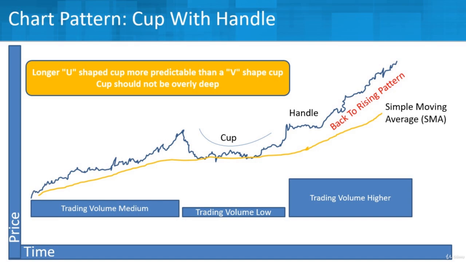So look for U-shapes, longer U-shapes in the cups to be more confirming. And also look that the cup is not overly deep, and that'll really help you. So as you probably saw there, you're saying, well, that's a lot going on with a cup and handle. It looks nice, but I have to really wait for that pattern to develop. And that's true, and you have to let it develop.